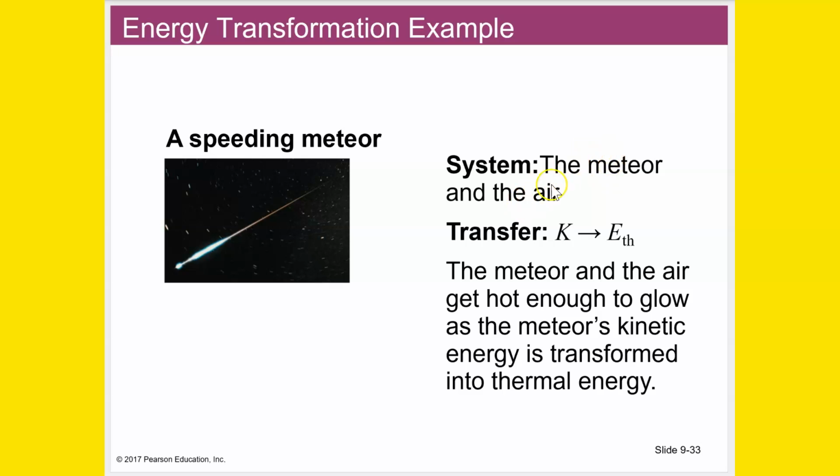But here, if the air is part of the system, then it's not a transference. It's not that the energy in the system is changing its value. It's that it's changing its type. It's changing from one kind to another. But the total value would not be changing. The meteor and the air get hot enough to glow as the meteor's kinetic energy is transformed into thermal energy.